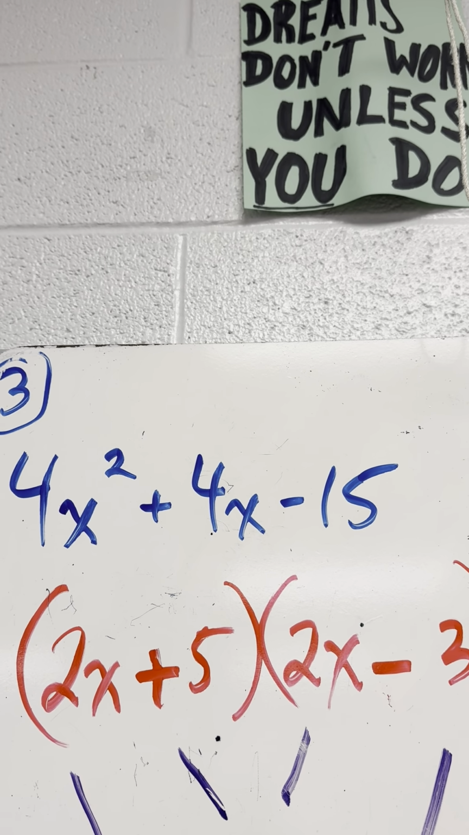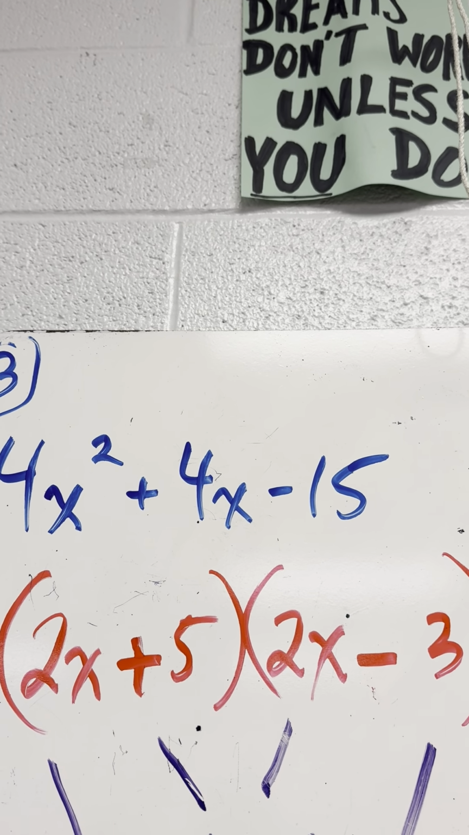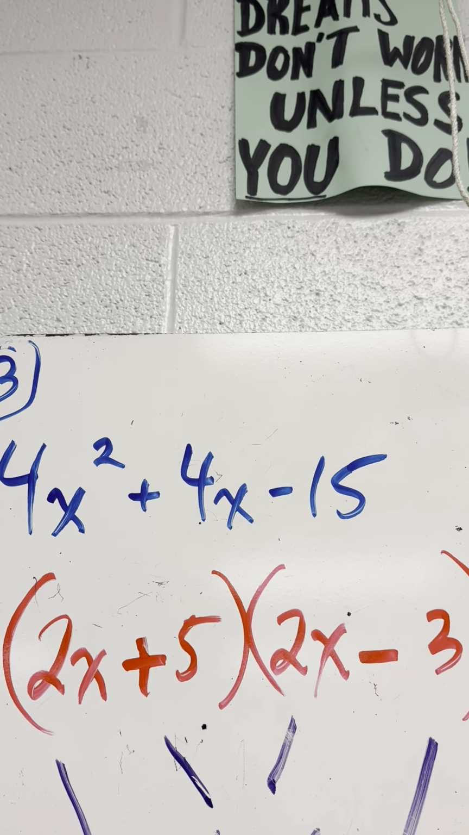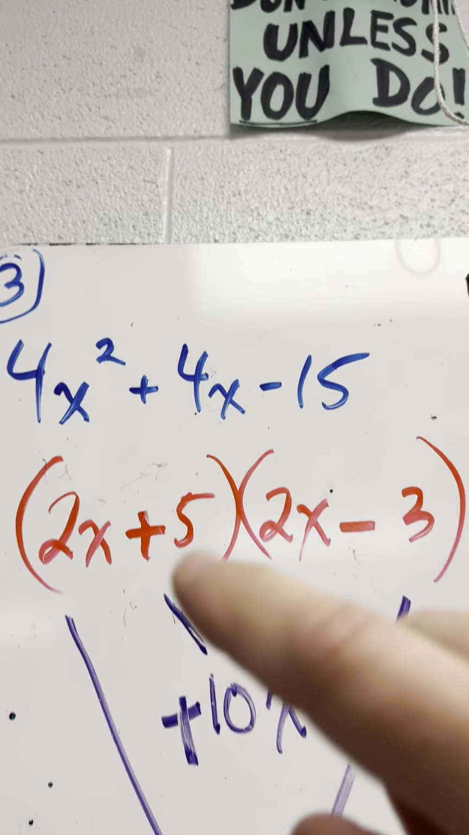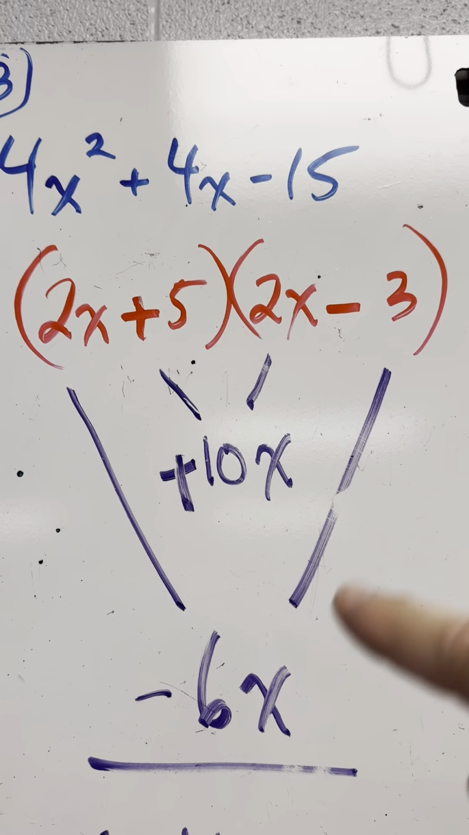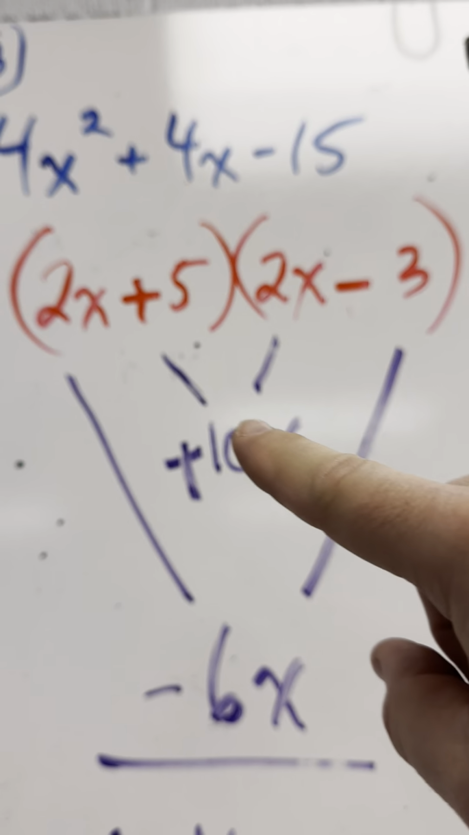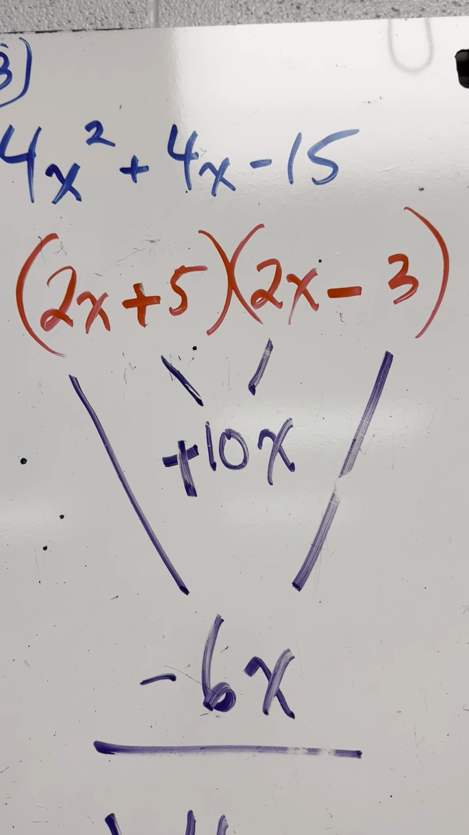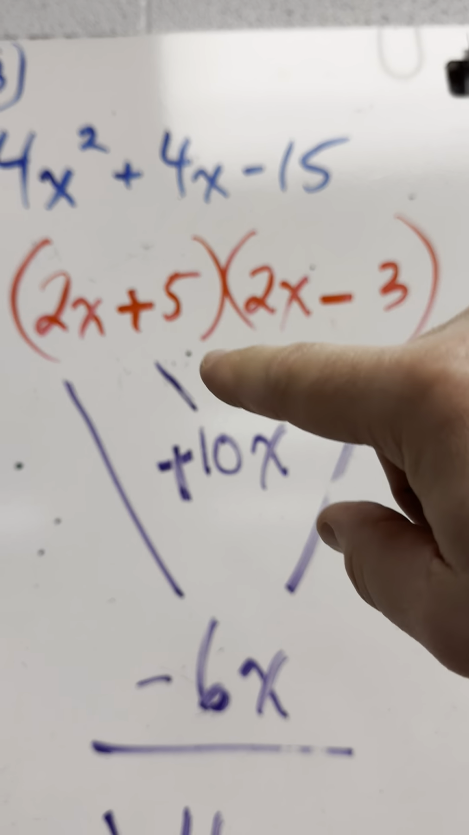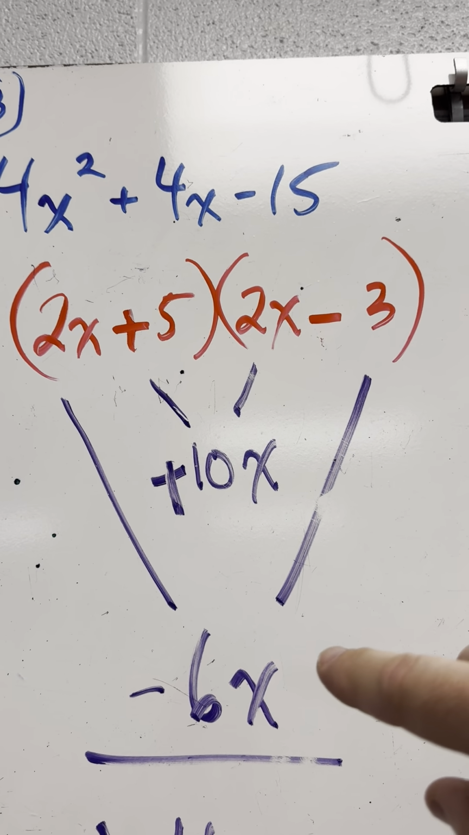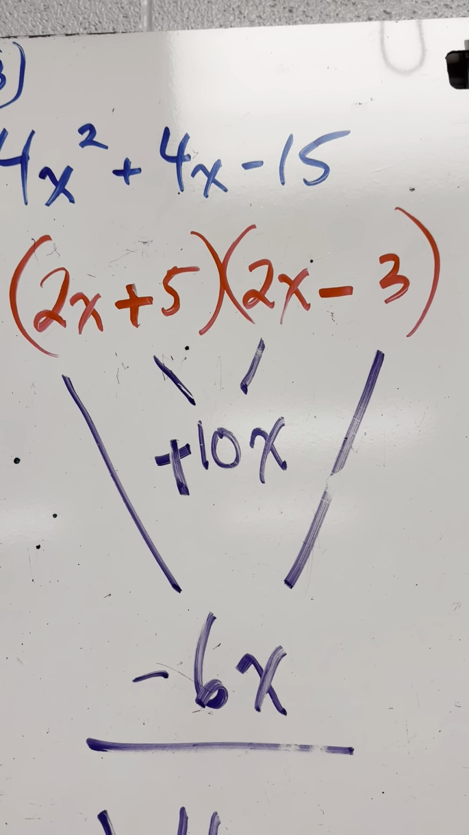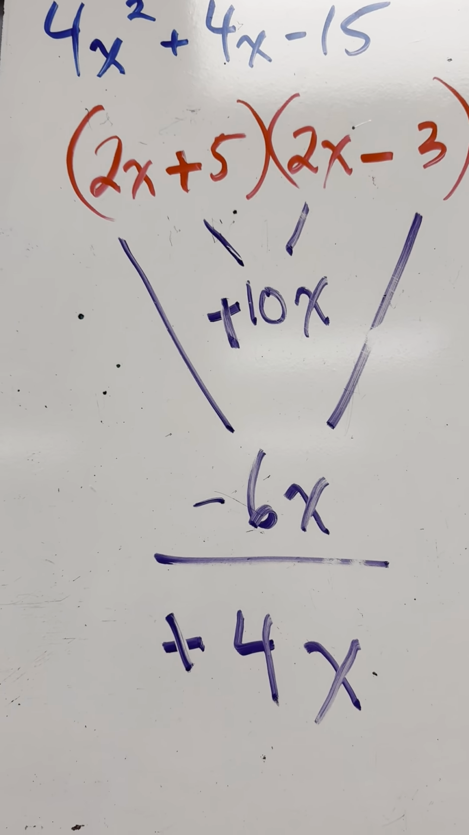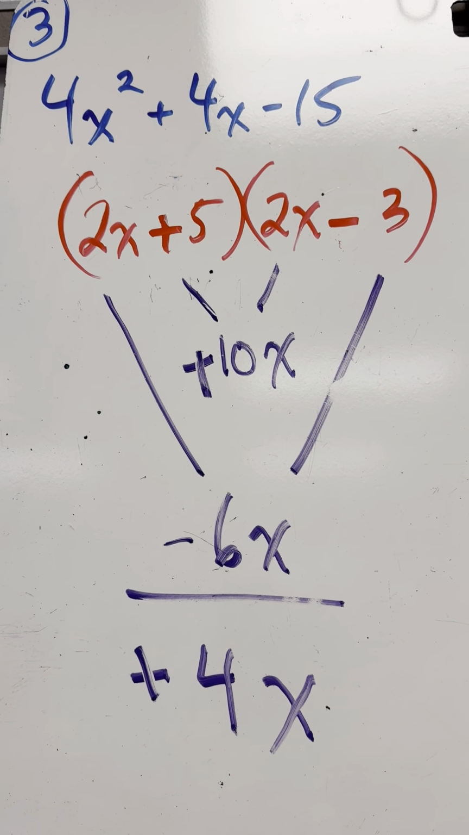Okay, so a positive and a negative, and I've got a positive 4x. So look, the outer here is -6, and the inner is +10. I need the bigger number to be positive. So I'm going to take the 5, make the 5 positive and the 3 negative, which will get me a positive 4x. Ding, ding, ding!